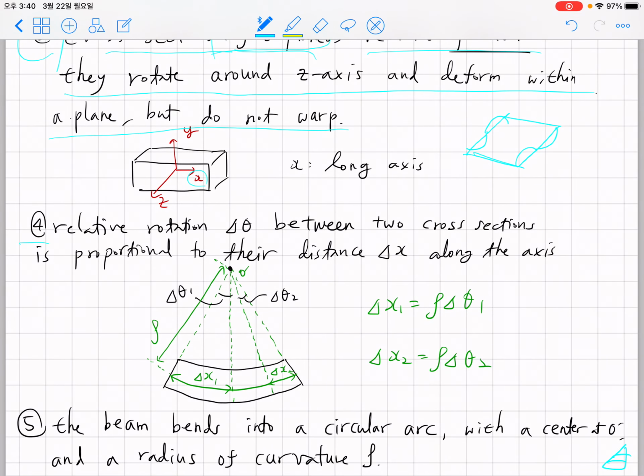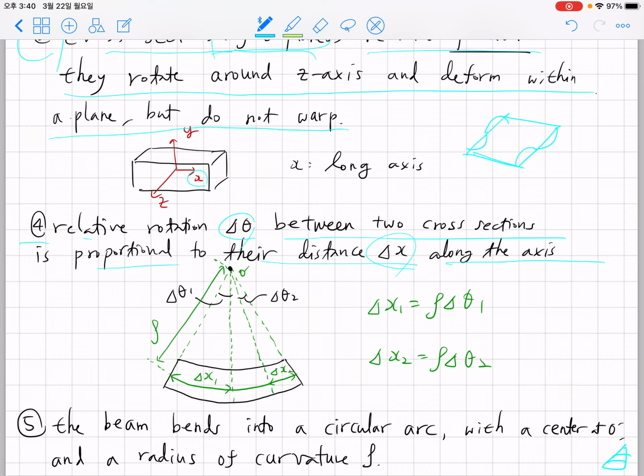And the fourth characteristic that I want to tell you is that the relative rotation between two cross sections is proportional to their distance along the axis, which may be similar to the description we had in torsional loading. Okay, so these are the assumptions we are making about pure bending.